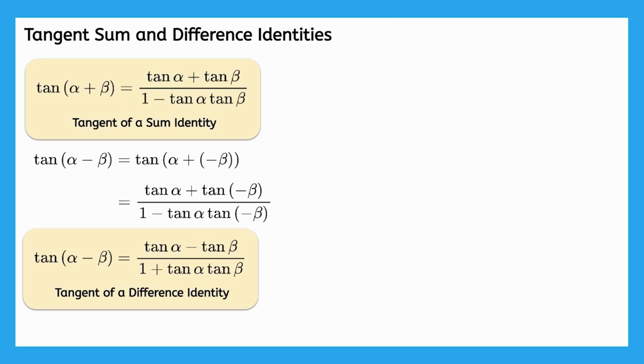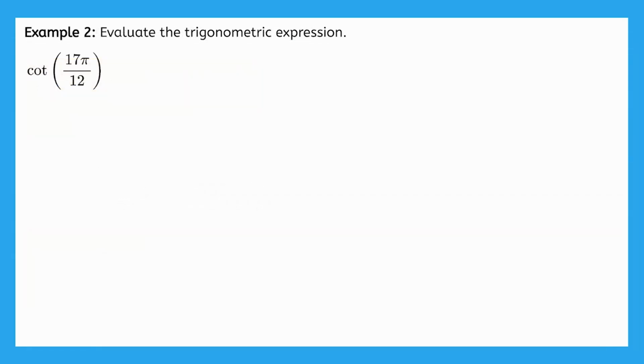Let's apply our new tangent identities to another example. Let's evaluate cotangent of 17 pi over 12. Using what you've learned in this unit so far, try to work out this problem yourself. Pause the video now.